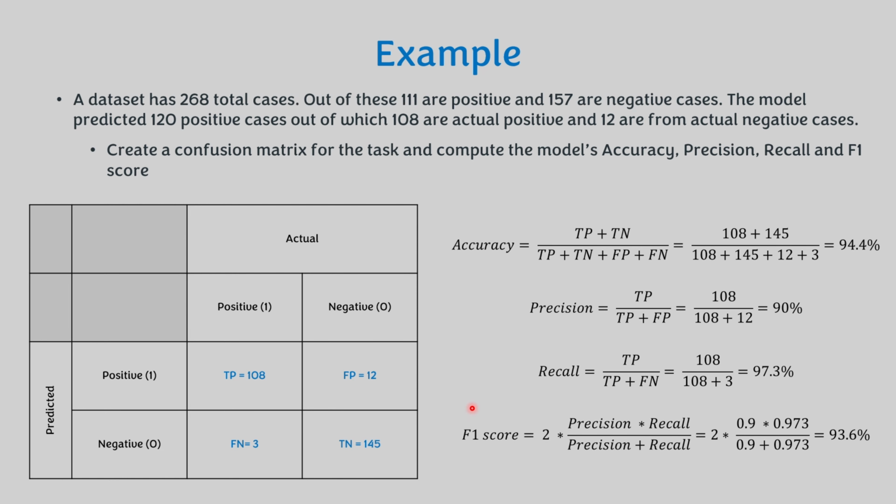So quickly computing the metrics, we'll see that our accuracy will be 94.4%. After computing 108 plus 145 divided by 268, you'll get 0.944. You can easily convert that into a percentage. Also our precision, which just sees, of the positives that have been predicted to be positive, how many are the true positives. So we see 108 divided by 120, which is 90%. Our recall is 97%, and our F1 score is 93.6%, which is a fairly high number.